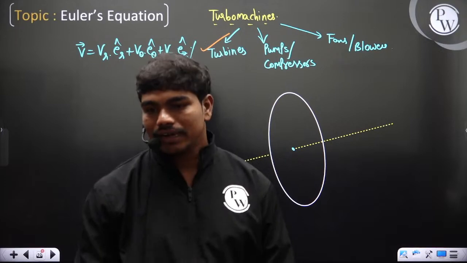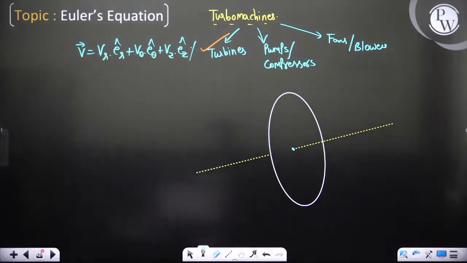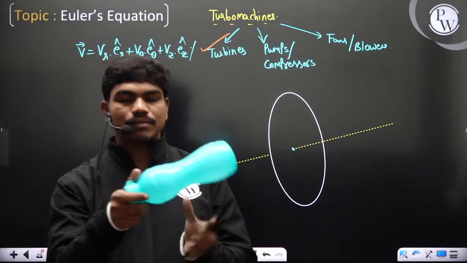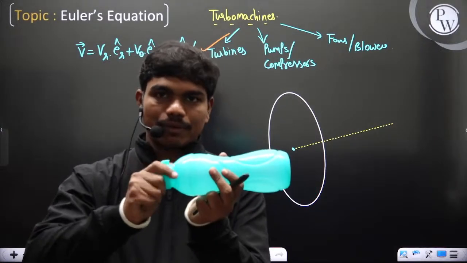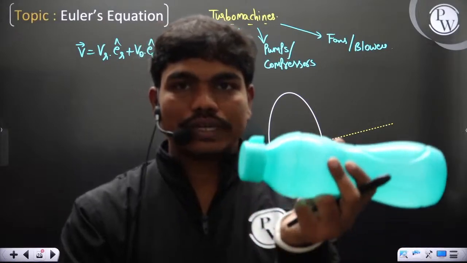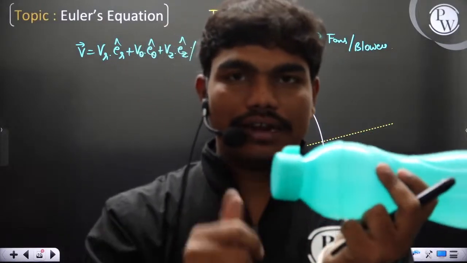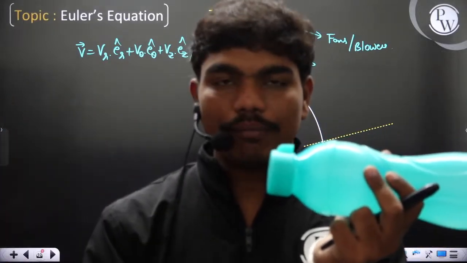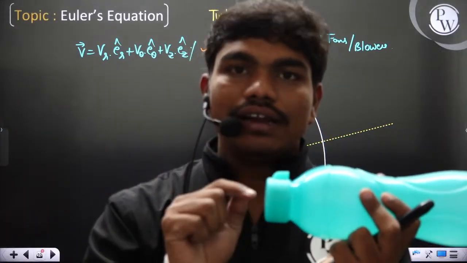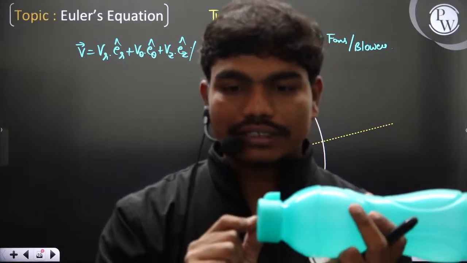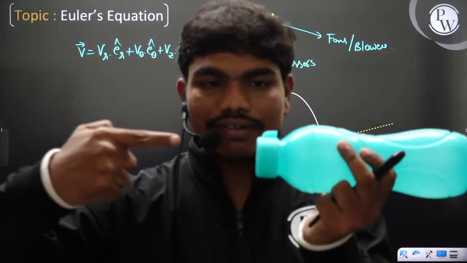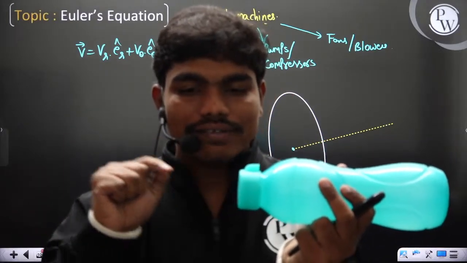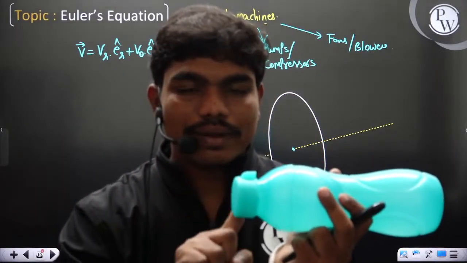Now let me explain with the help of an example. For example, let's take this bottle. Let us say, to open this bottle I have to open this cap. So if this is the axis of the cap, then definitely I have radial, axial and also tangential components of velocity. Axial component of velocity will be oriented along the axis of the cap, correct? And radial will be along the radius and tangential will be along the tangent.